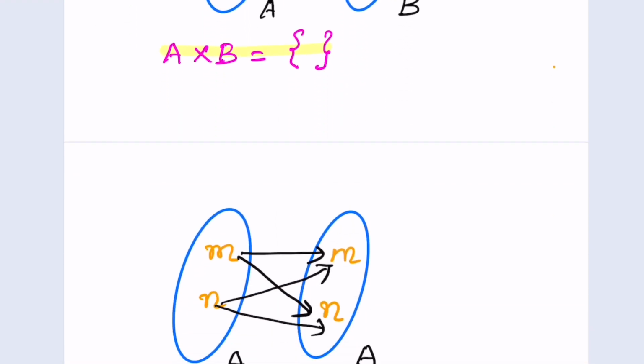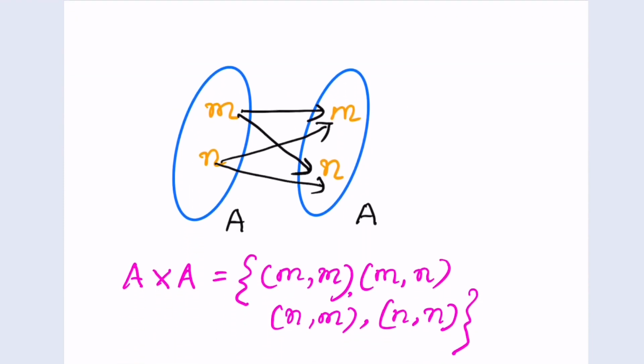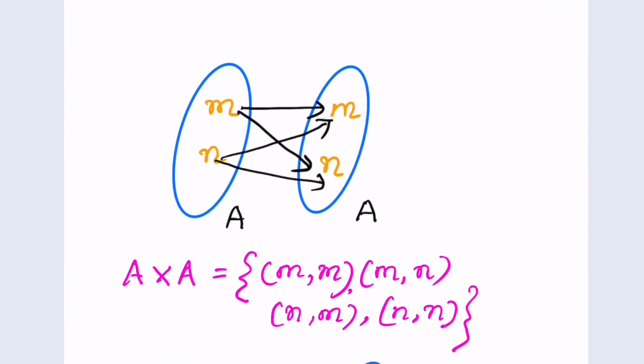Now let us go to find A cross A. We know A is a set with elements M and N, and again we take another A with the elements M and N. Now we get 4 ordered pairs. So A cross A is the set of all ordered pairs (M, M), (M, N), (N, M) and (N, N).